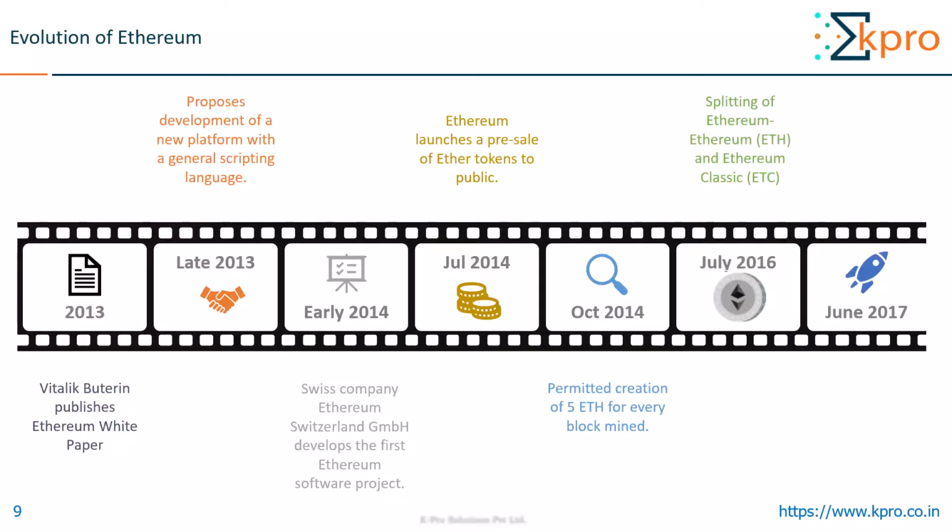In July 2016, Ethereum splits into Ethereum and Ethereum Classic. And in June 2017, Ethereum rallies above $400, recording a 5,001% rise since January 1st, 2017. So this is how Ethereum evolved.